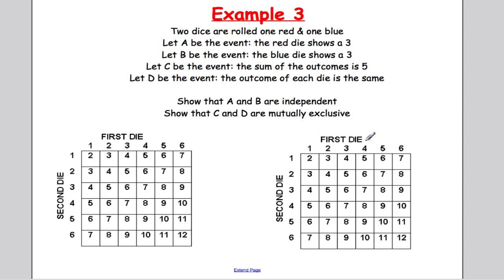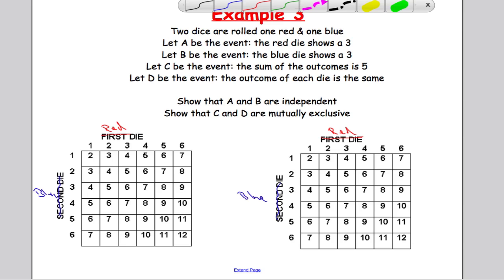Okay, we've got another example here. So two dice are rolled. One is red, one is blue. So I'm going to call the first die the red one, and the second die can be the blue one. Okay, A is the event the red die shows a 3. B is the event the blue die shows a 3. C is the event the sum of the outcomes is 5, and D is the event the outcomes of each die are the same. Show that A and B are independent.